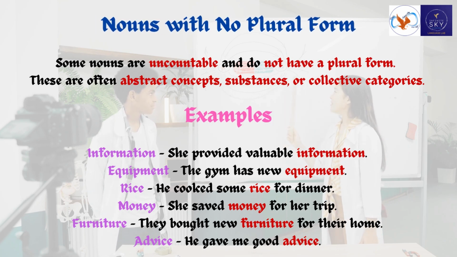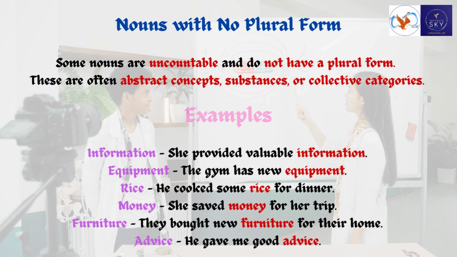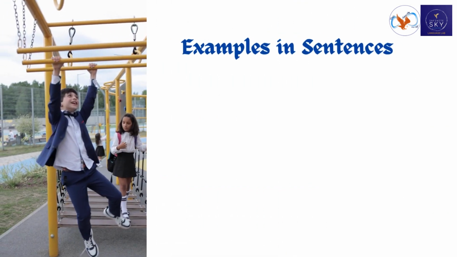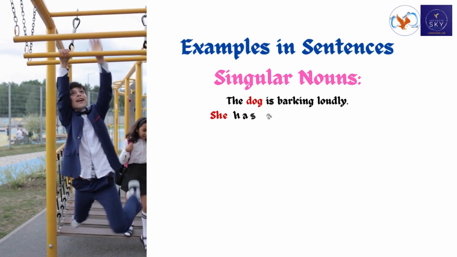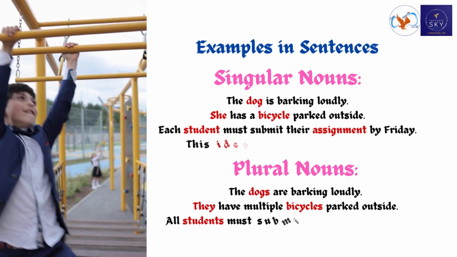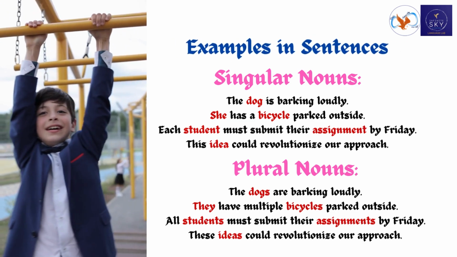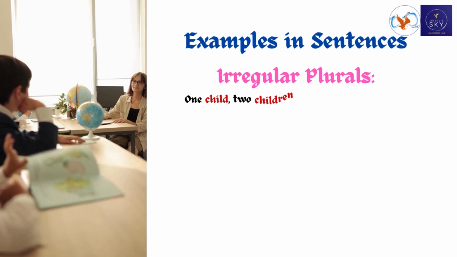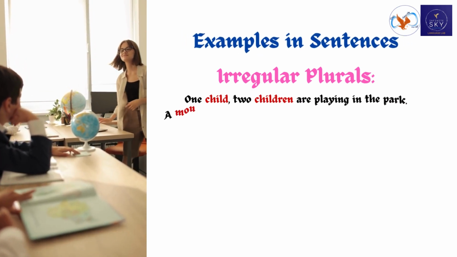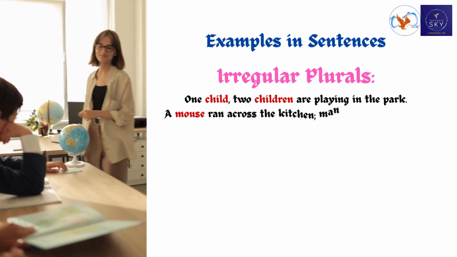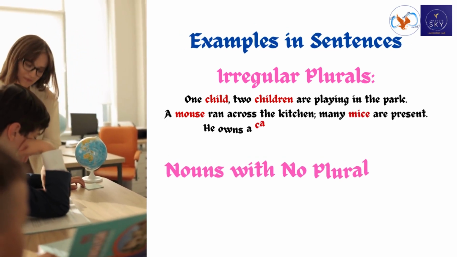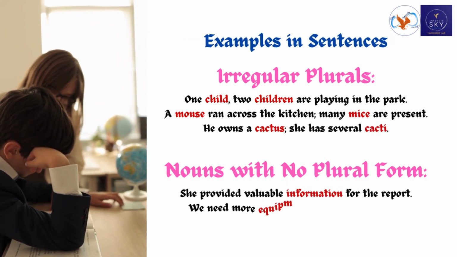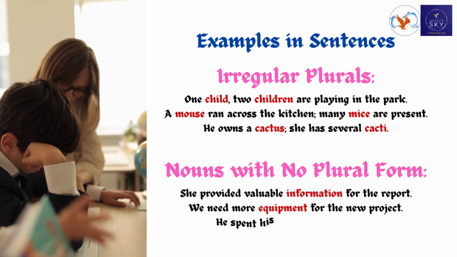Let's bring these rules to life with some examples. Notice how the sentence meaning changes with singular or plural forms. Here is another one with irregular plural. And don't forget nouns that don't change, meaning nouns with no plural form. Keeping an eye on these patterns will help you use plurals naturally in your sentences.